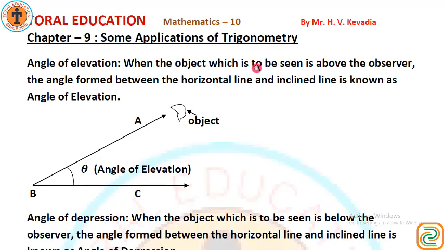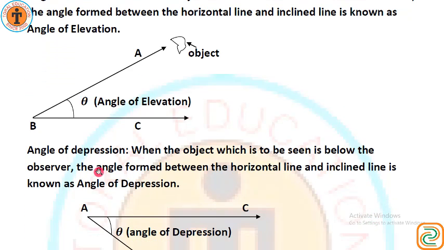When the object which is to be seen is above the observer, here the observer is at B and the object is above the observer. The angle formed between the horizontal line BC and the inclined line AB is known as the angle of elevation. So this angle ABC is an angle of elevation, which I have shown as theta. Theta is an angle of elevation.